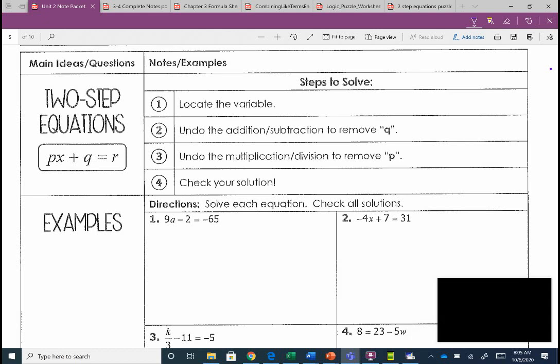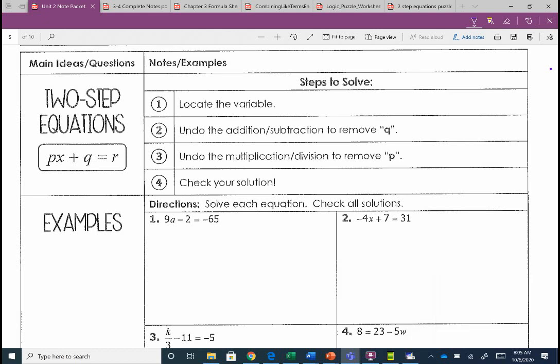So if we're on page 5 in our packet, we look at step 1. It says locate the variable. Then it says, step 2, use the addition subtraction first. Don't worry about the Q or anything like that. We're going to undo addition and subtraction first. Then step 3 says undo the multiplication or division, whichever one's in your question. And then we're going to check. So figure out where our variable is.